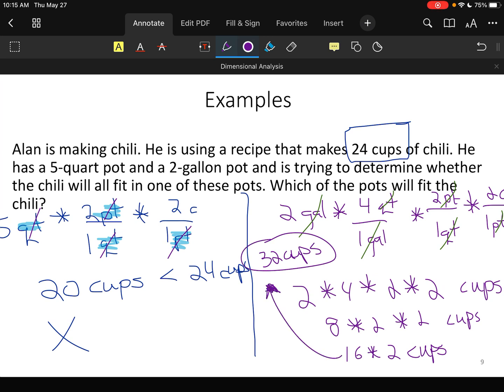So we know that the 2-gallon pot will indeed hold the 24 cups of chili that Alan's using for this particular recipe. All right, so that's part 1. I'm going to come right back and do part 2. So stay tuned, and I'll do part 2 momentarily.